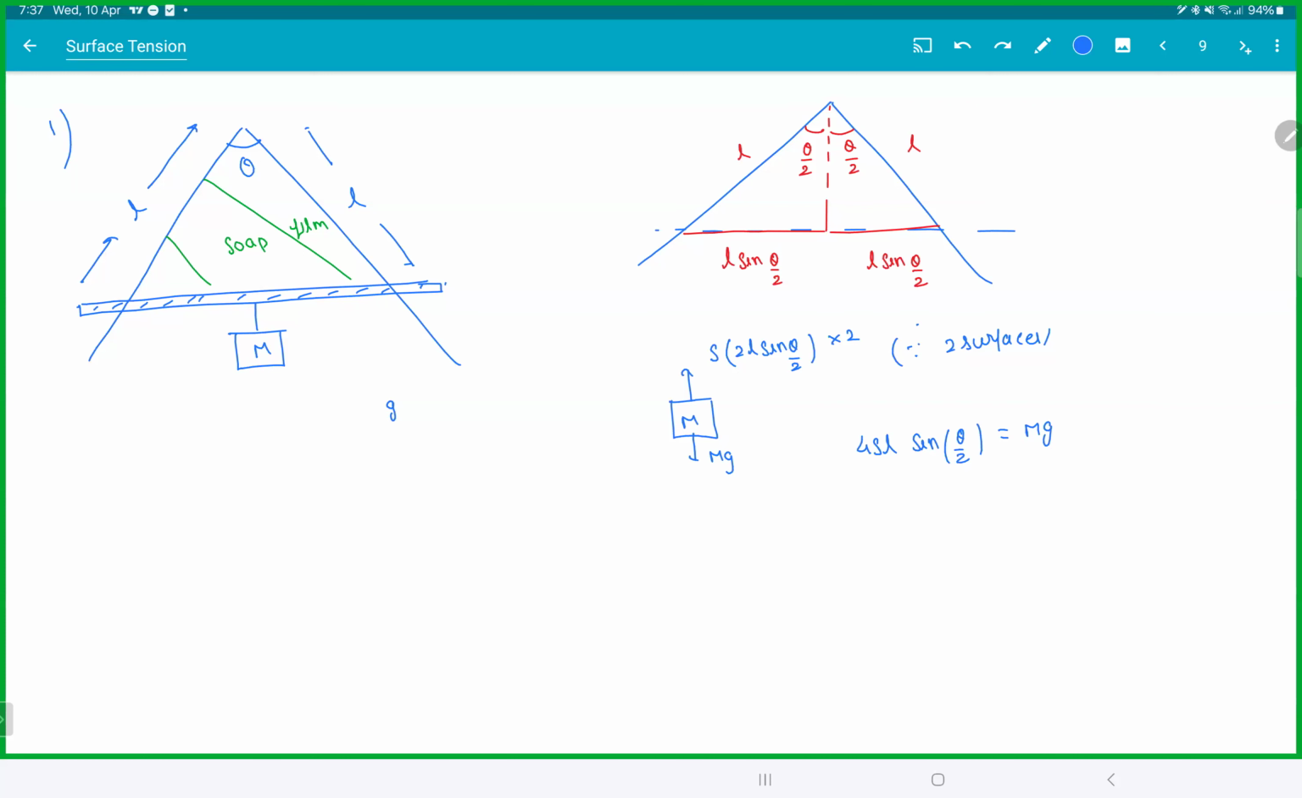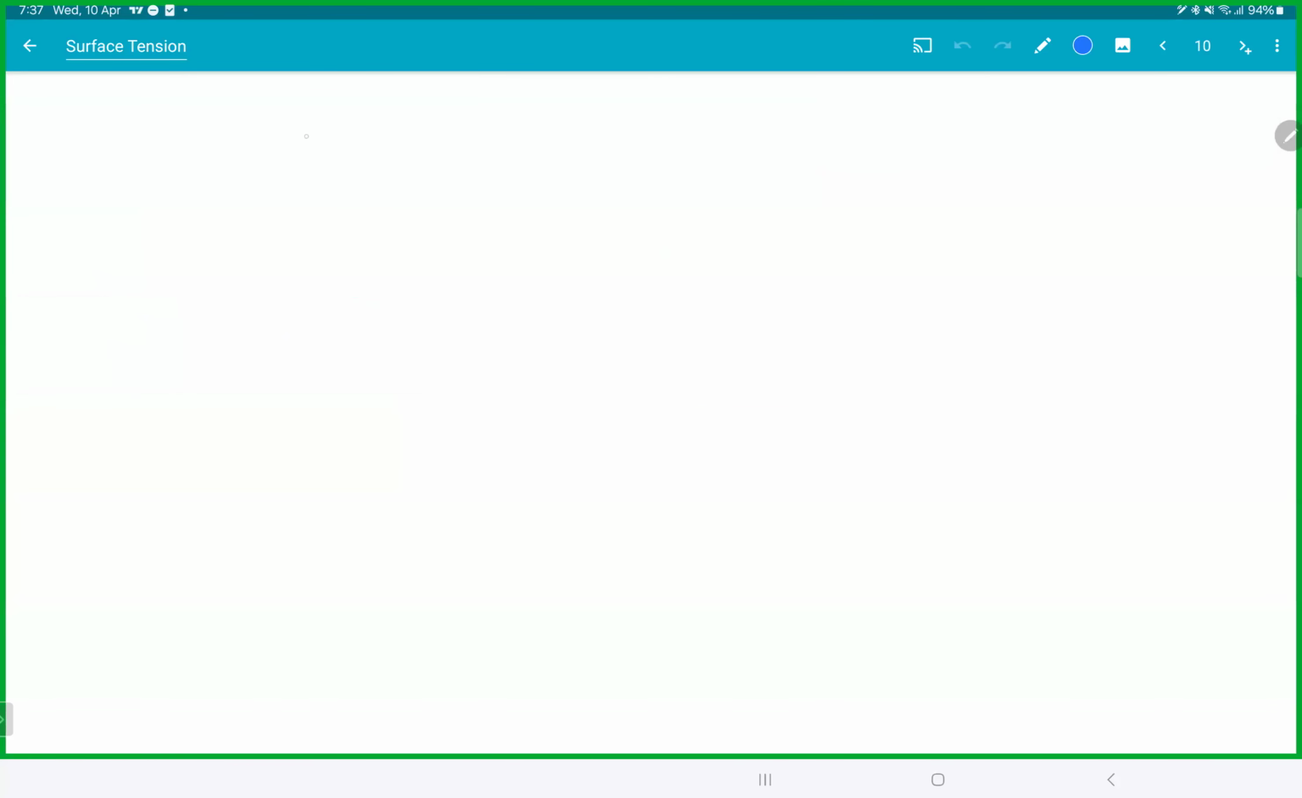How to find the time period? Let me show you. In SHM, what is step 1? Displaced by X. Step 2, find the restoring forces. Step 3, restoring force is equal to MA. Step 4, compare this with A is equal to minus omega square X. So, this guy is L, this guy is L, this guy is theta. Fair enough. I'll exaggerate the figure a bit.